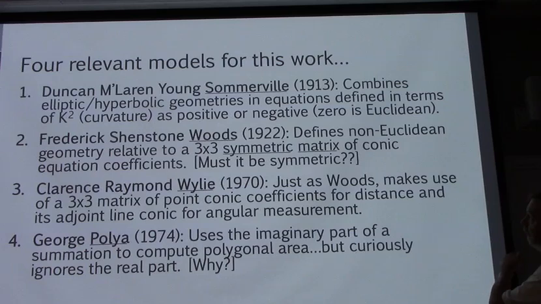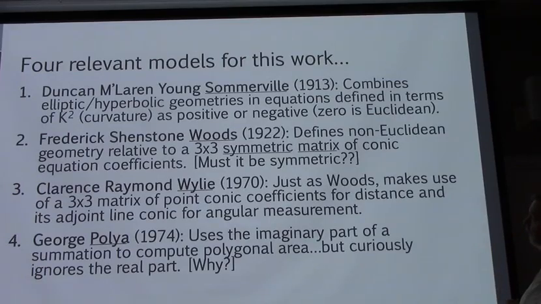Positive will get you elliptic geometry. Negative will get you hyperbolic geometry. Zero is flat. Woods in 1922 pretty much did somewhat the same thing, but he defined non-Euclidean geometry related to that matrix that I showed you a couple of slides back, which describes the conic section. Question is, does it really have to be symmetric? Hint, it doesn't.